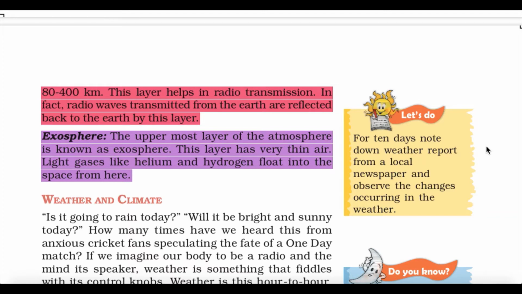Exosphere. The uppermost layer of the atmosphere is known as exosphere. This layer has very thin air. Light gases like helium and hydrogen float into the space from here.